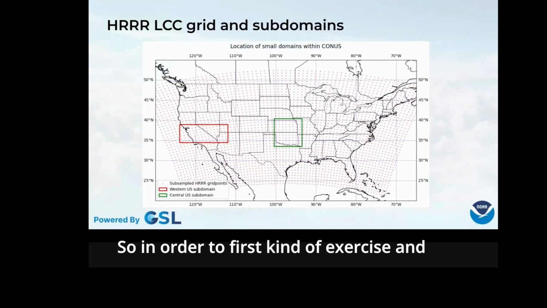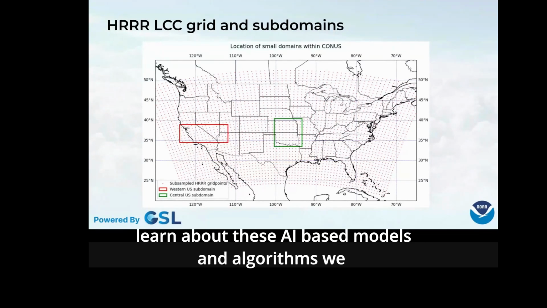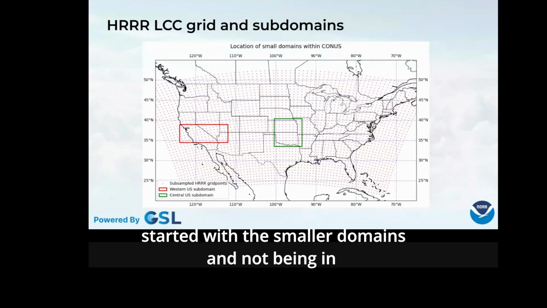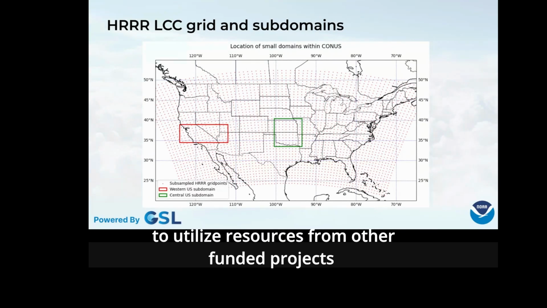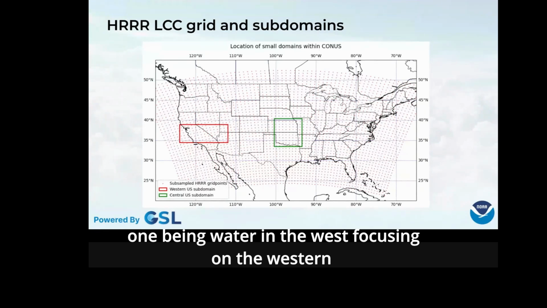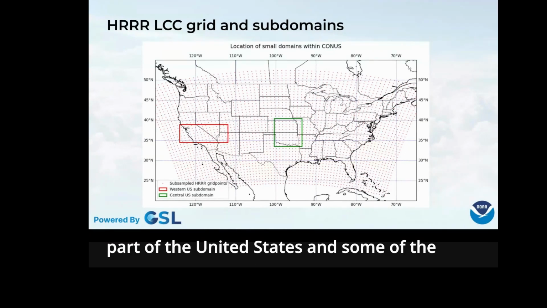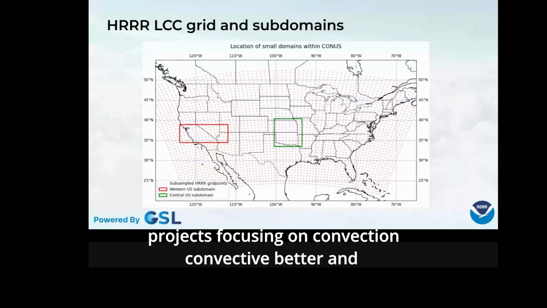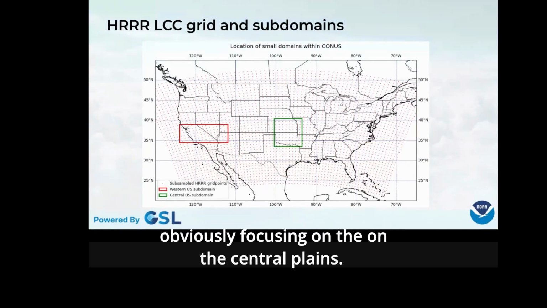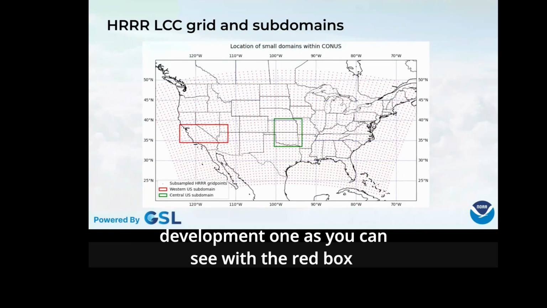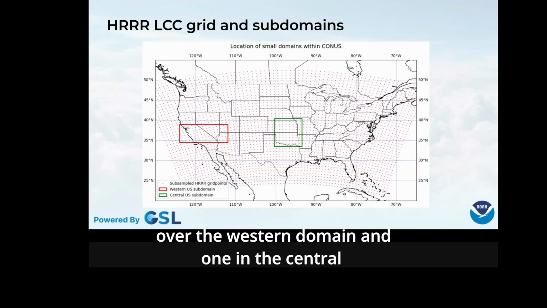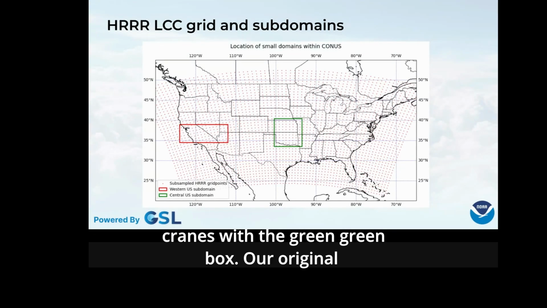So in order to first exercise and learn about these AI-based models and algorithms, we started with smaller domains, and not being in a situation to have a fully funded project, we started to utilize resources from other funded projects, one being Water in the West, focusing on the western part of the United States, and some of the projects focusing on convective weather, and obviously focusing on the Central Plains. So we started with two small domains, one, as you can see, with the red box over the western domain, and one in the Central Plains with the green box.